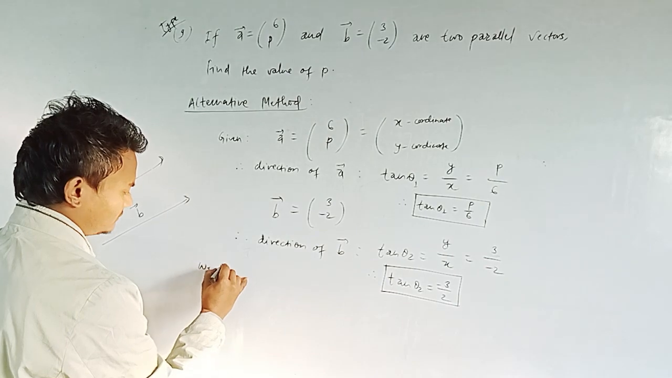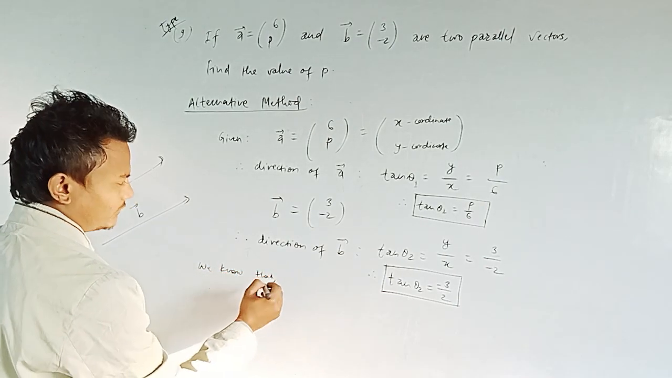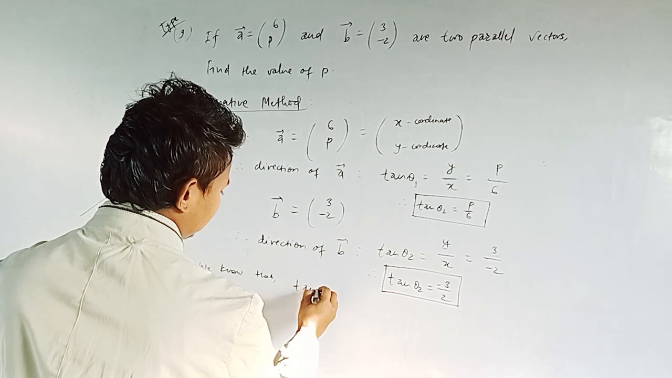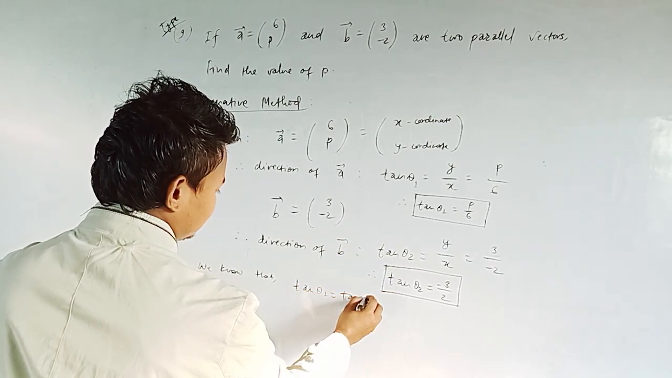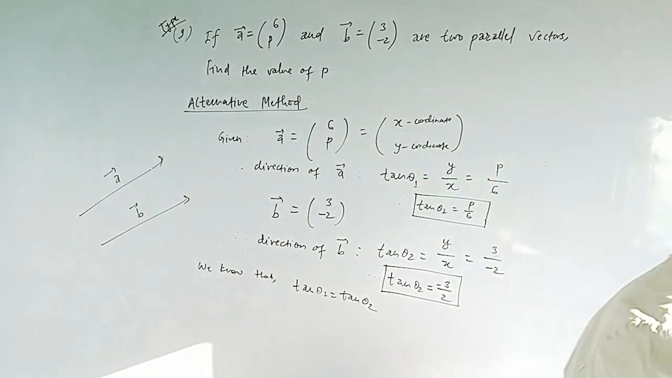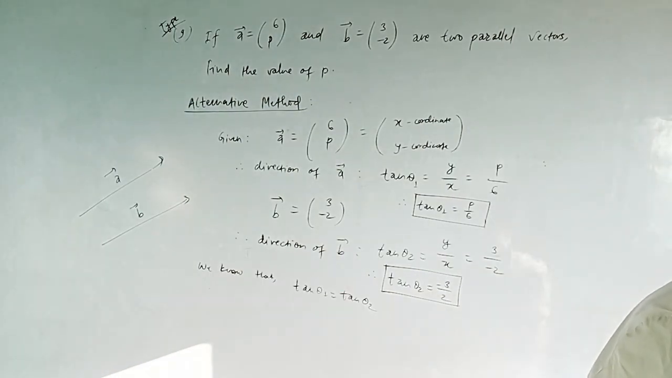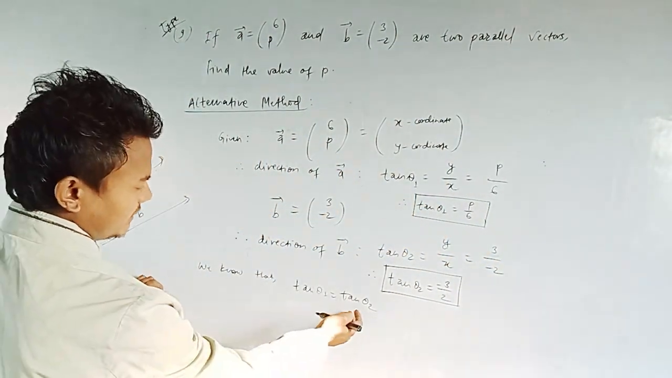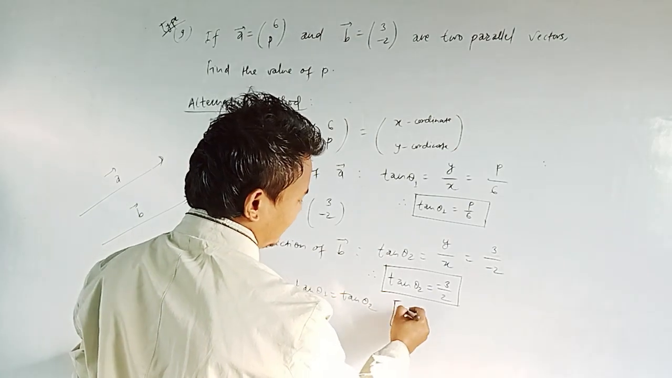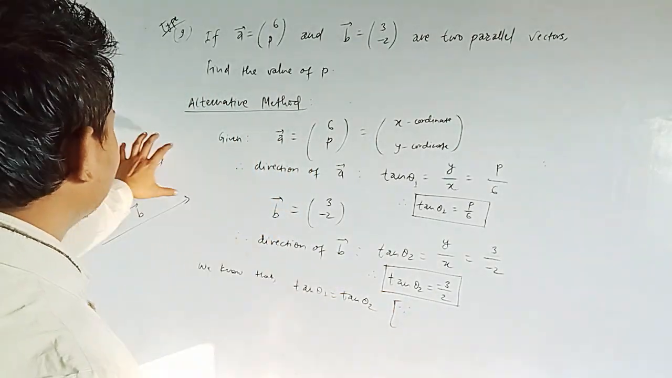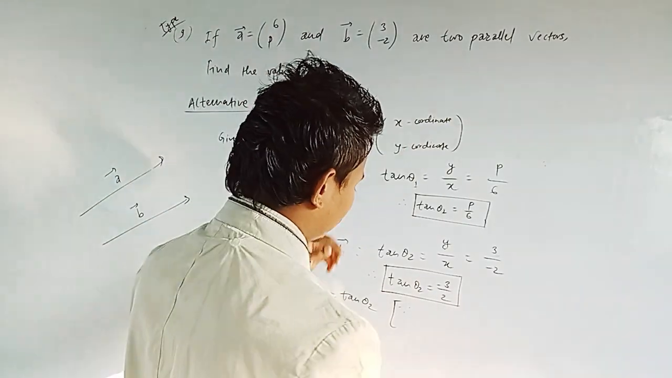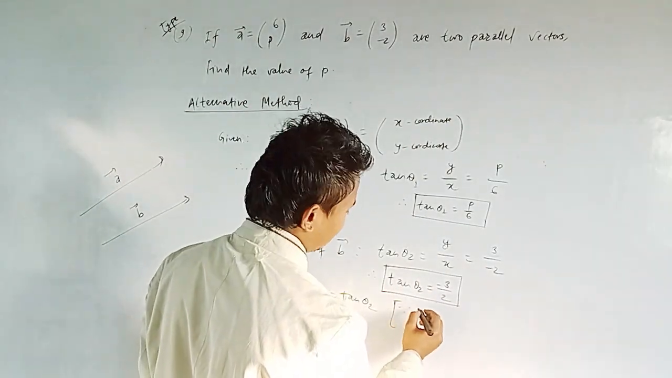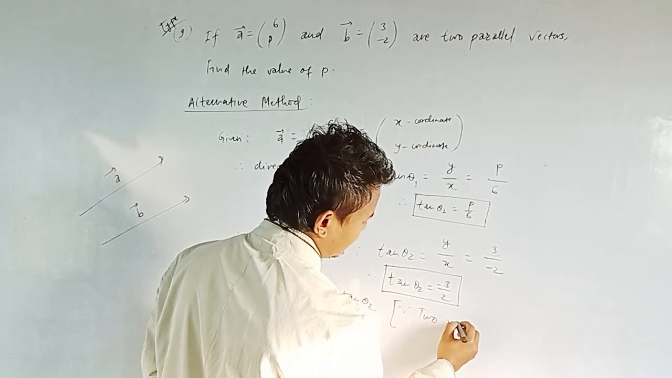So we know that tan theta 1 equals tan theta 2. Let's see how much the value becomes. What is the reason behind this? If you try to understand it, in the question you can see these two are parallel vectors. So we can write, since these two vectors are parallel, the two vectors are parallel to each other.